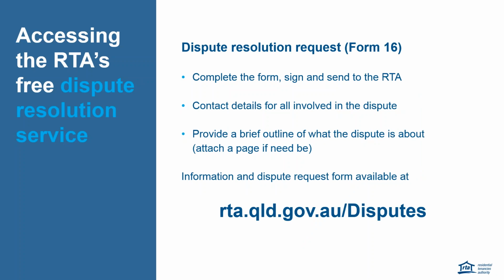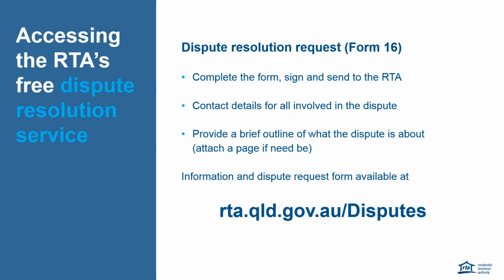So to access our disputes process, first of all, you need to complete a Form 16 to start that process. Contact details, provide a brief outline. Look, 1 page is fine. We don't necessarily need a novel to be attached to the dispute to actually start it. We just need enough information to get the dispute going.